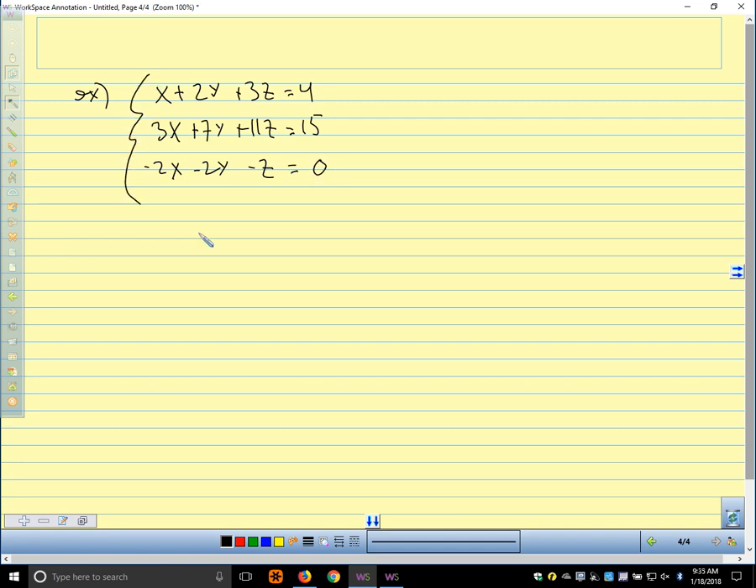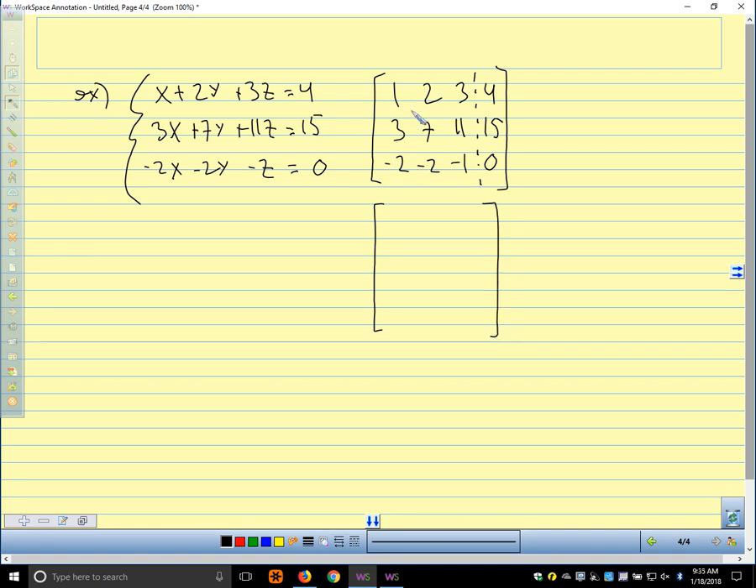So there's my system of equations. I'm going to translate that into a matrix. So my matrix is 1, 2, 3, 4, 3, 7, 11, 15, negative 2, negative 2, negative 1, 0. So there's my matrix. And just like with systems of equations, I'm going to write another matrix below here. The first row doesn't change.